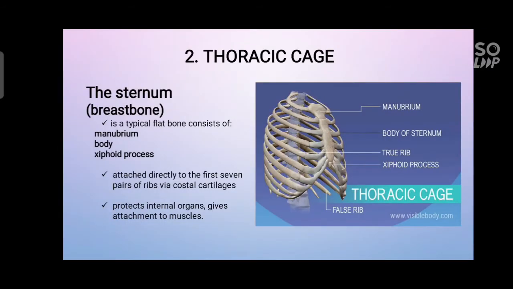The second division of the axial skeleton is the thoracic cage. It consists of the sternum or the breastbone. It is a typical flat bone consisting of manubrium, body, and xiphoid process. It is attached directly to the first 7 pairs of the ribs by a costal cartilage and protects internal organs such as the heart and gives attachment to the muscles.